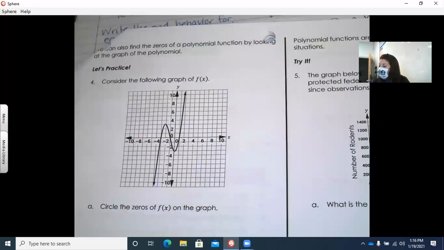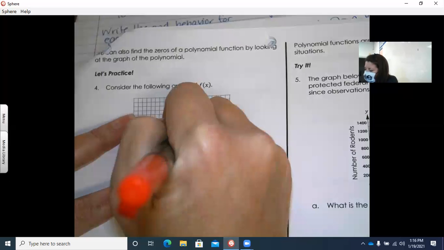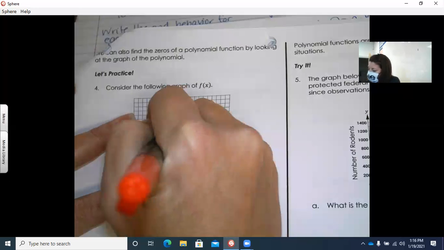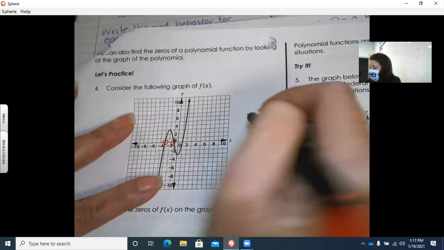We can also find the zeros of a polynomial function by looking at the graph of a polynomial. All right, so this one they graph for us. We're going to answer some questions. Part A says circle the zeros of f of x on the graph. All right, we got this. Somebody give me one of the zeros. -3. And be careful because it kind of looks like -4, but if you look at the graph, the -4 is the next line over, so that's a -3. What else? -1 and +1. So we did that.